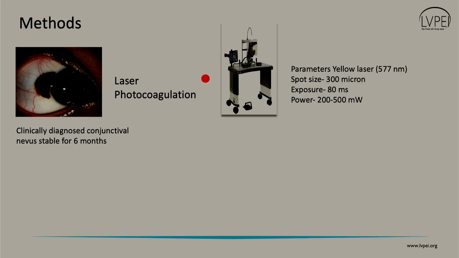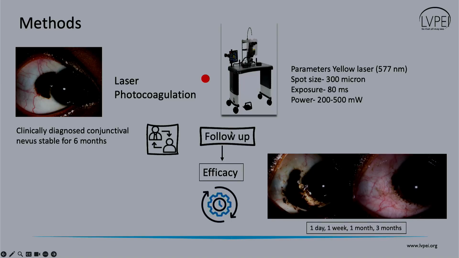So in our study, we included clinically diagnosed cases of conjunctival nevus who were stable in size and color both for the past 6 months, and performed laser photocoagulation with the help of the Iridex yellow laser, 577 nanometer. We looked at the follow-up visits, which were on day 1, week 1, month 1 and 3 months.